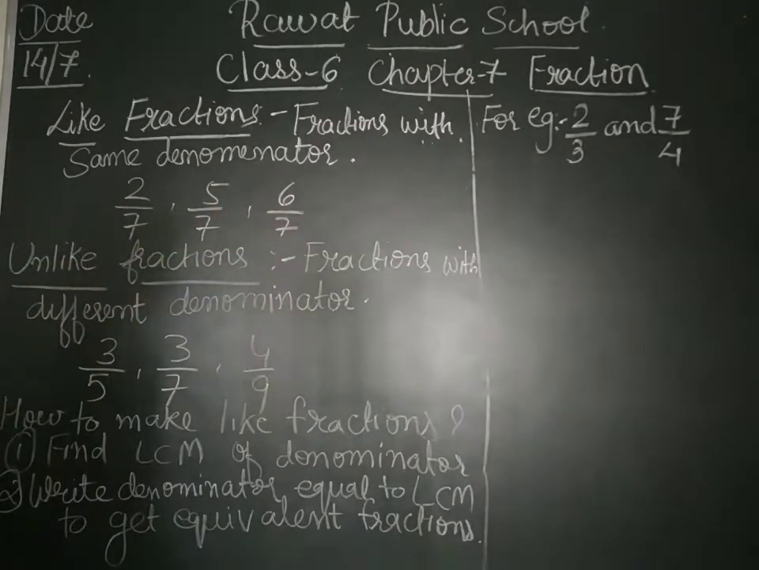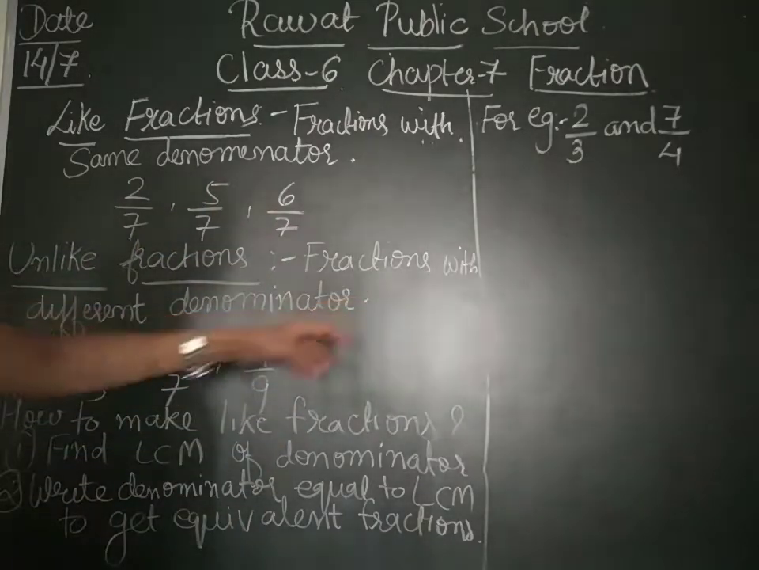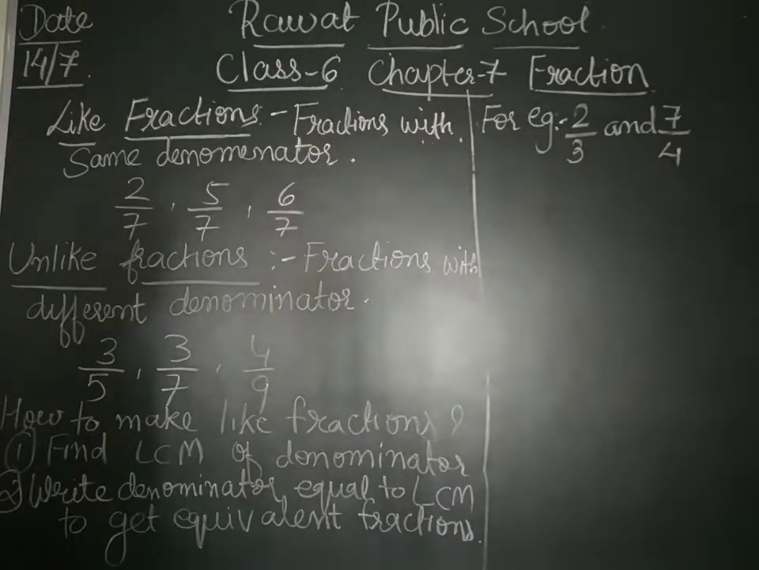In the same way, unlike fractions are fractions with different denominators. For example, you can take many examples for that. I have taken 3 by 5, 3 by 7, 4 by 9. Here, denominators are all different: 5, 7, 9. So, denominators are different, so they are unlike fractions.